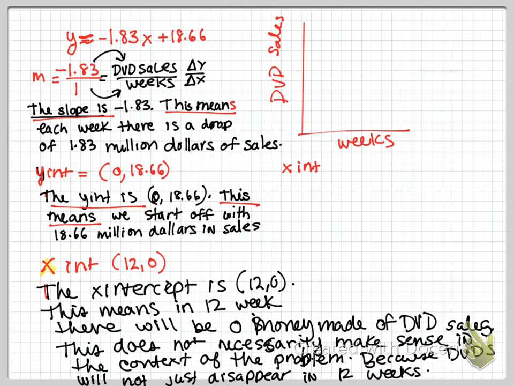All right, so now we have interpreted the slope. We found our line of best fit. We've interpreted our slope, we've interpreted our y-intercept, and we've interpreted the x-intercept.